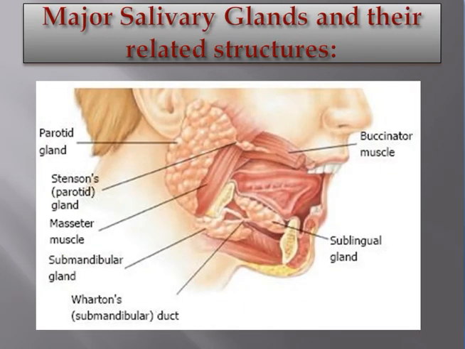Let's see the next slide, and you can see different pairs of major salivary glands. The parotid gland is primarily serous in secretion, and secretes watery serous saliva.